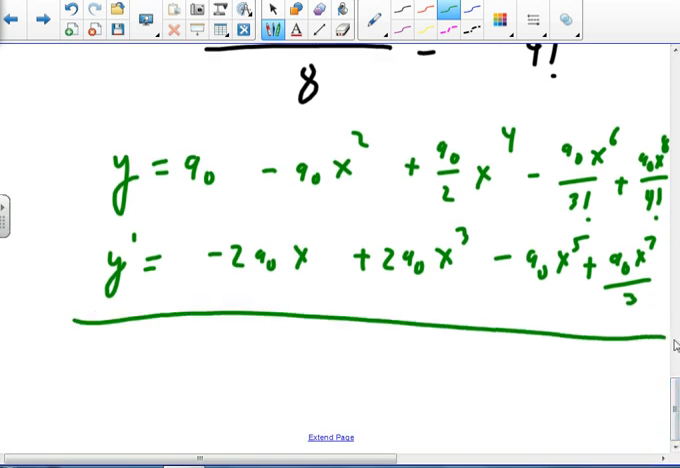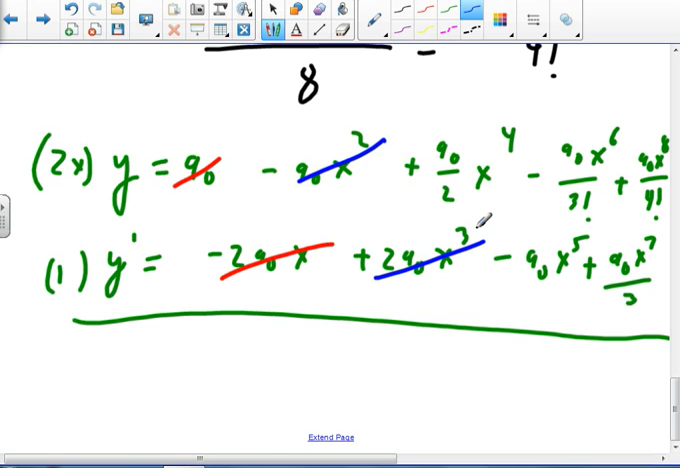And then I'm going to say, well, what am I doing? I want one of those guys, and I want 2x of this guy. All right, so 2xA0 minus 2xA0 goes away. I got minus 2A0x cubed plus 2A0x cubed. They go away. I've got A0x to the 5th, minus A0x to the 5th.